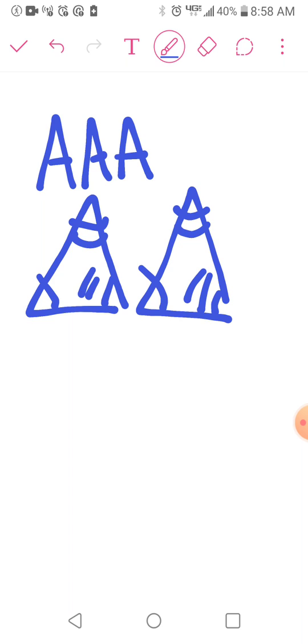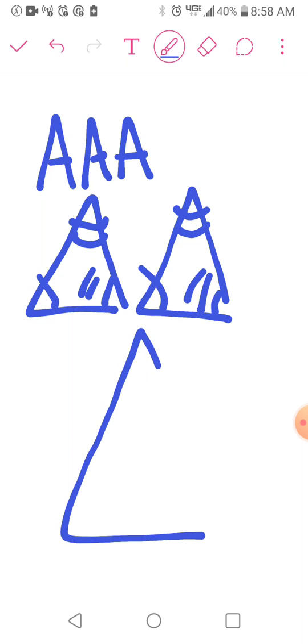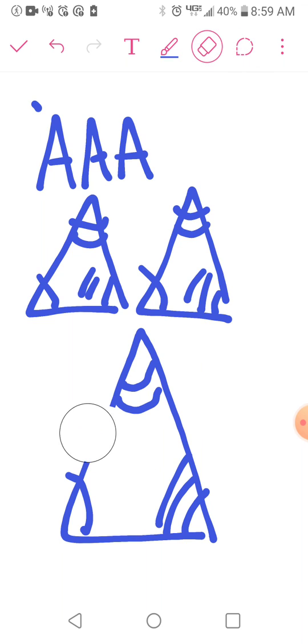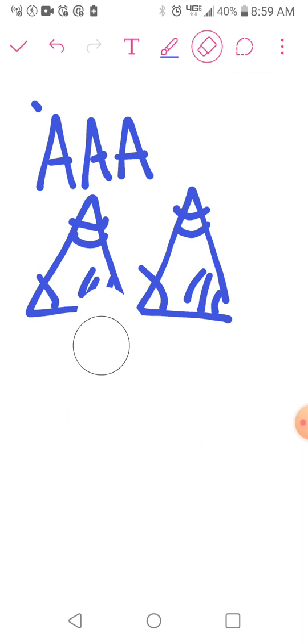But if you think about it, the triangle could be bigger or smaller and still have the same angle measures. That means it's not congruent, because congruent has to be the exact same size and shape. But at least we know that triangles are similar when there's that.